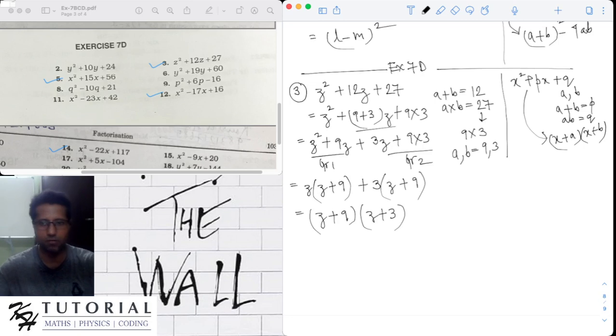Now once you have found a and b, as I said, the factorization will be directly (x plus a) into (x plus b). So once I have found that a and b are 9 and 3, I could have directly written the given polynomial as (z plus 9) into (z plus 3).